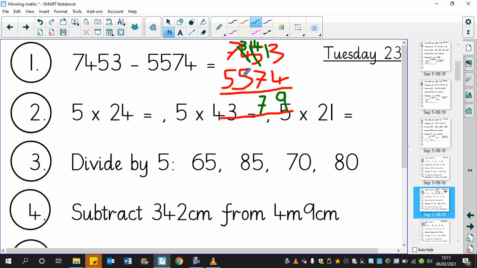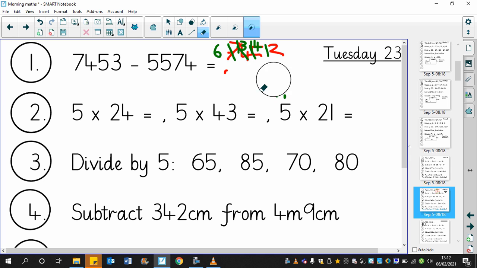3 take away 5, again we cannot do, so the 7 becomes a 6 and the 3 becomes 13. 13 take away 5 is 8, and then finally in the thousands column, 6 take away 5 is just 1. So the answer is 1,879. Okay, get rid of that.